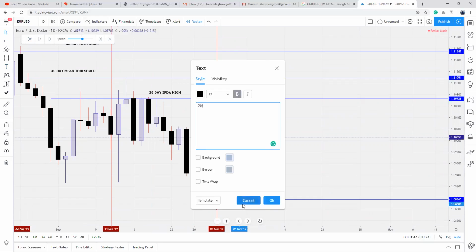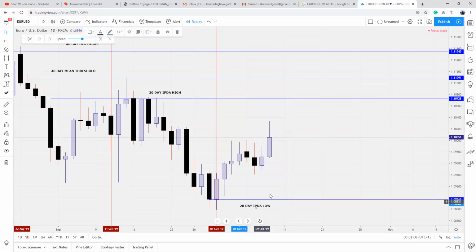So this is 20-day, or we could just write 20 IPDA, so we limit the time we're spending on writing all this text. So, 20-day IPDA low. Okay, so if price actually goes bearish, this is what we're going to be seeking as a price target.